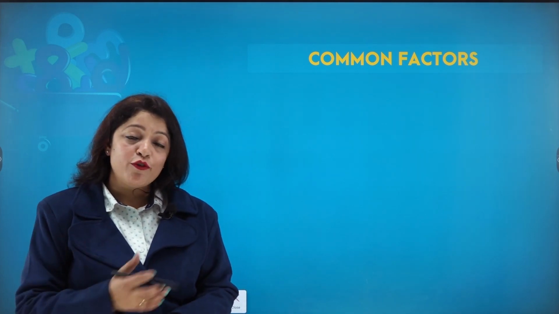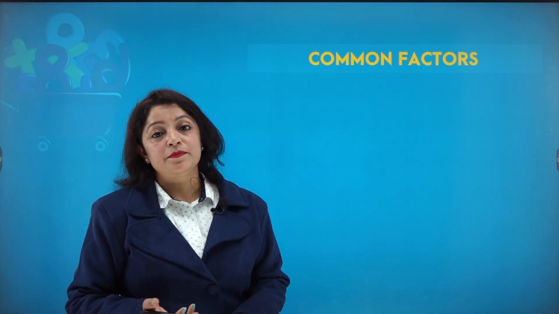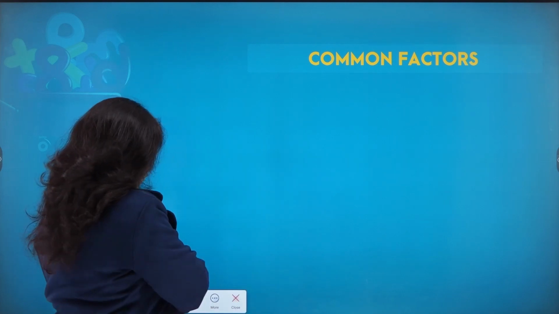Now, let us move on to the next segment, that is common factors. So, what do you understand by common factors? Before knowing this topic, we should cover what factors are. So, what are the factors of any number? We have already discussed this in the previous segment.